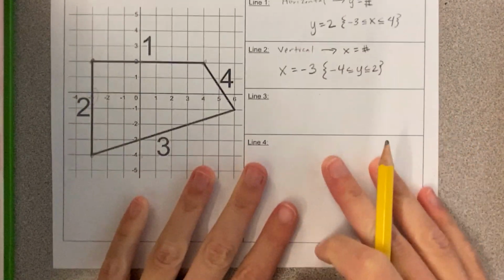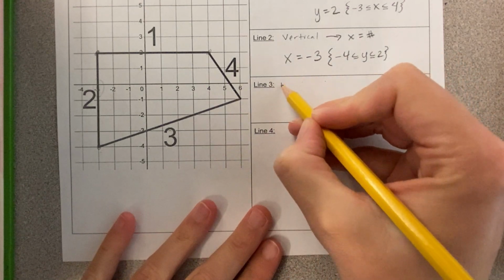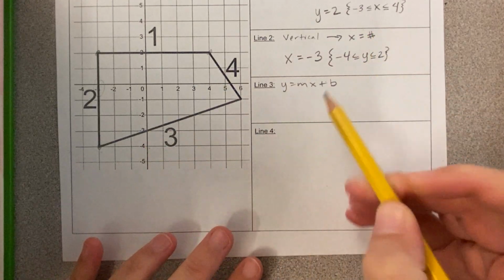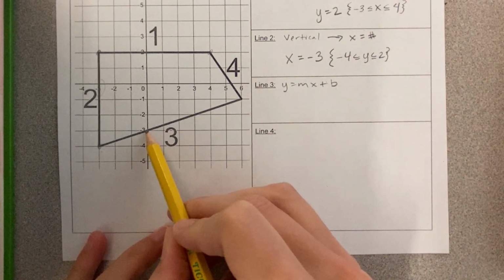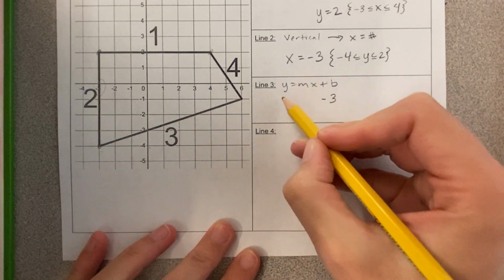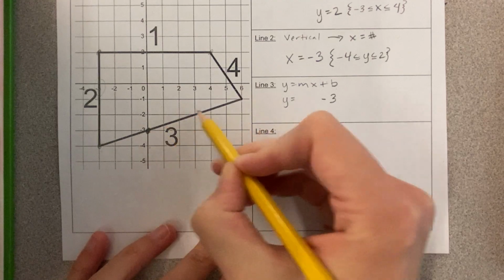Now for line number 3. Line number 3 is a slanted line, so I'm going to use my y equals mx plus b. I'm going to find my b, which is -3. That's my y-intercept. And then my m, that's going to be my rise over run. So I'm just going to find 2 points. I'm going to use my y-intercept, and I'm going to use this one.